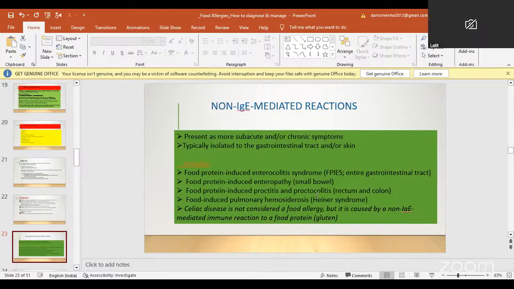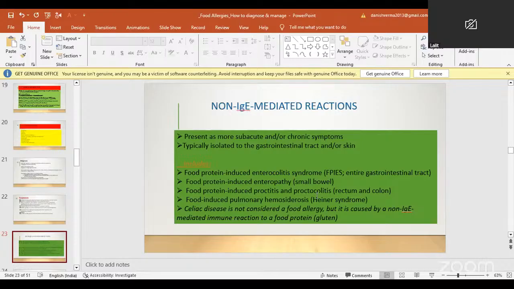So coming to non-IgE mediated reactions, they present more in a subacute or chronic fashion, typically isolated to the GI tract and/or skin. So basically, it's skin and GI only. One is very important. I had a very sick child with FPIES. They introduced rice, and the child just got FPIES at 5 months of age.